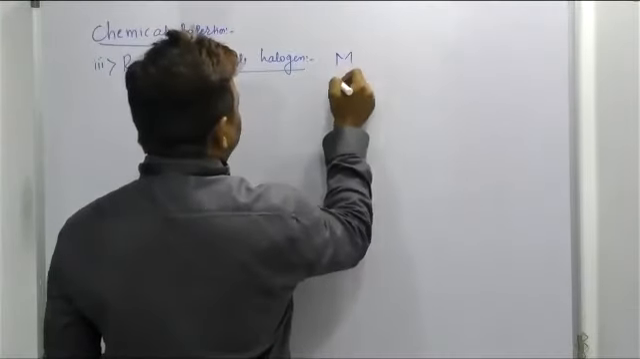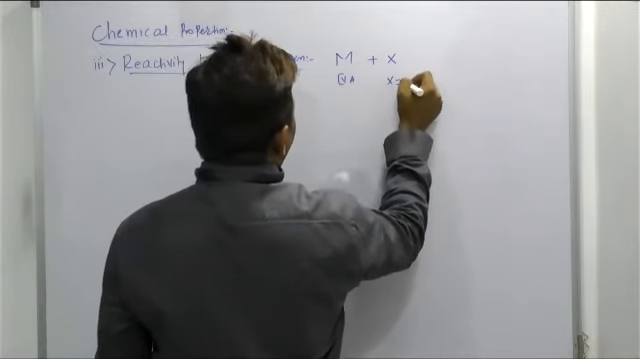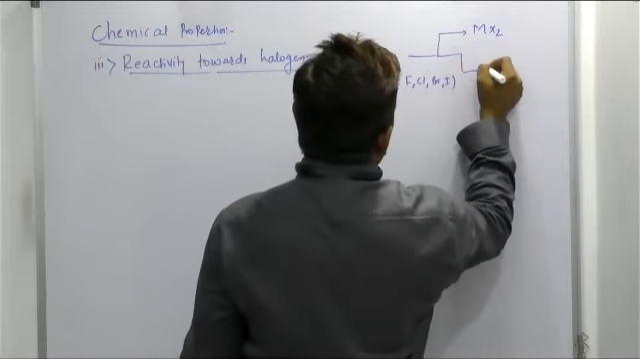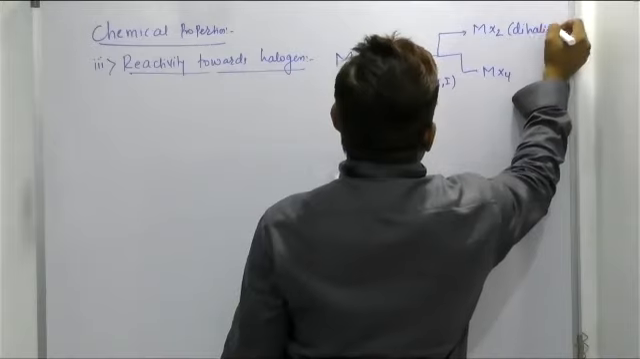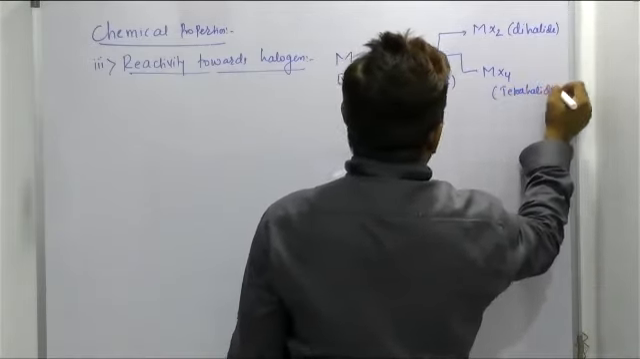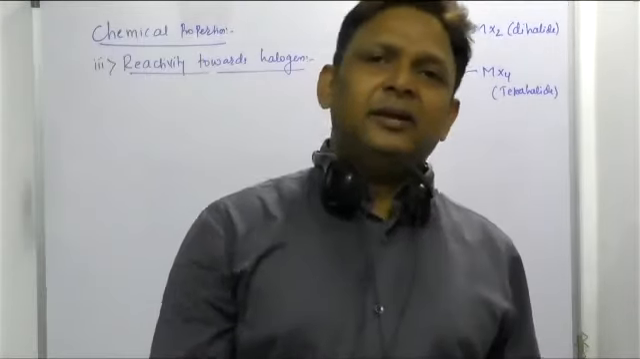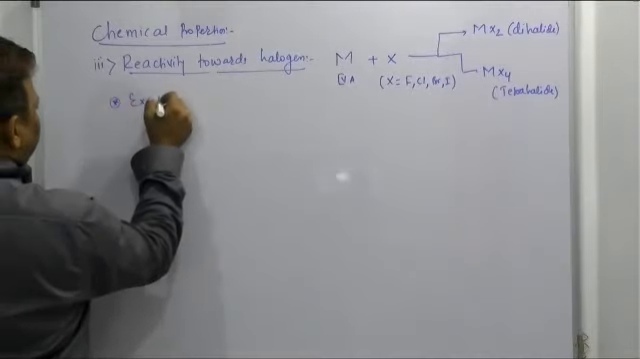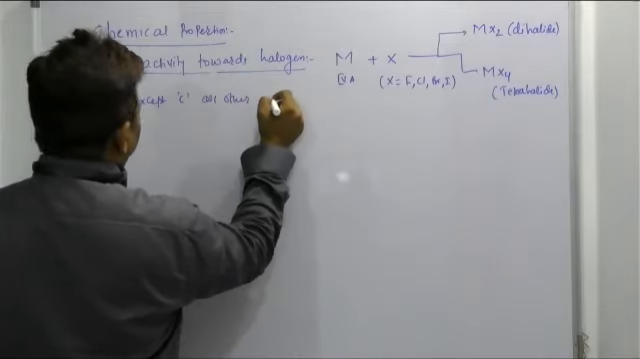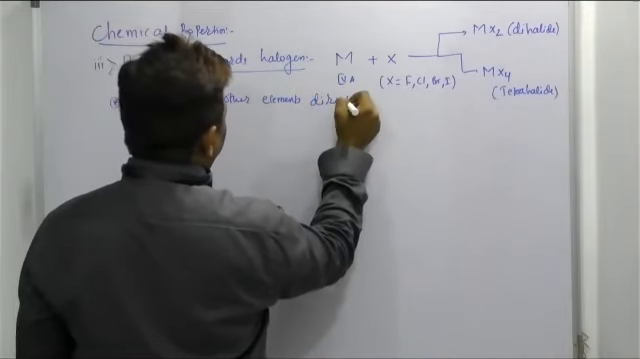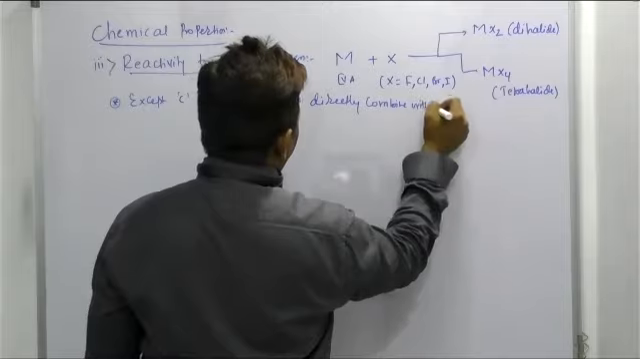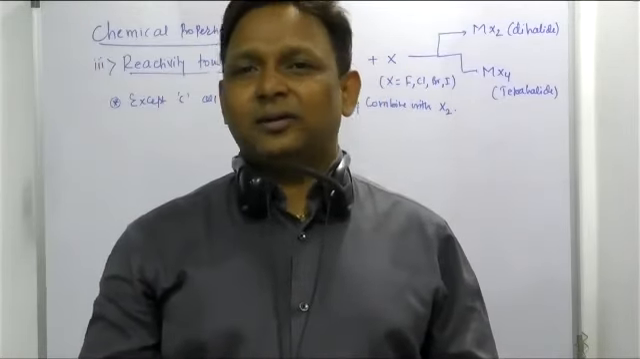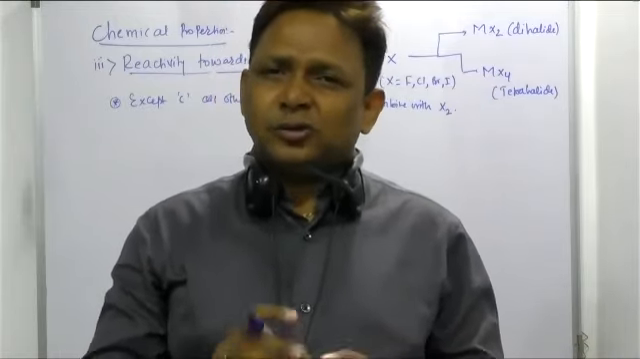Let me tell you, this M is a 14th group element, combining with X, which is fluorine, chlorine, bromine and iodine. It has a tendency to form two types of halide, MX2 and MX4. MX2 is called a dihalide, and MX4 is called a tetrahalide. But except carbon, all other members react directly with the halogen. That means carbon cannot combine directly with the halogen and cannot form its halide directly. Got the point? All other members can react directly with the halogen under suitable conditions to form the halide.